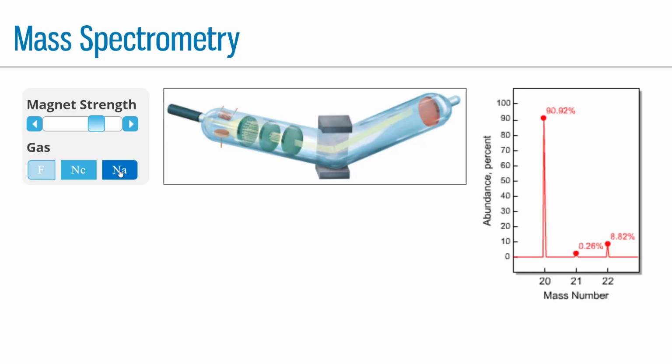And then finally, we have sodium. Let's see what happens with sodium. All right, so we fire sodium. It hits 23, 100%, so only one isotope of sodium. This is how mass spectroscopy works. And what we'll pick up in a couple of seconds is how to deal with this resulting graph in our calculations.